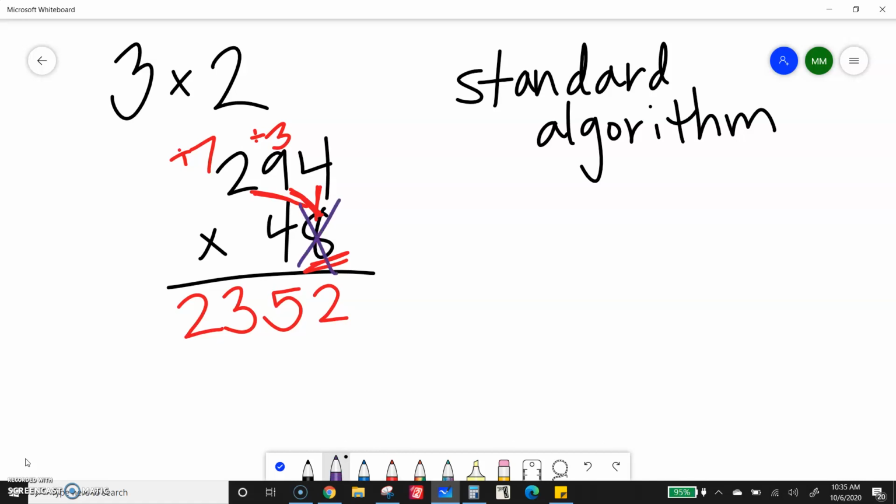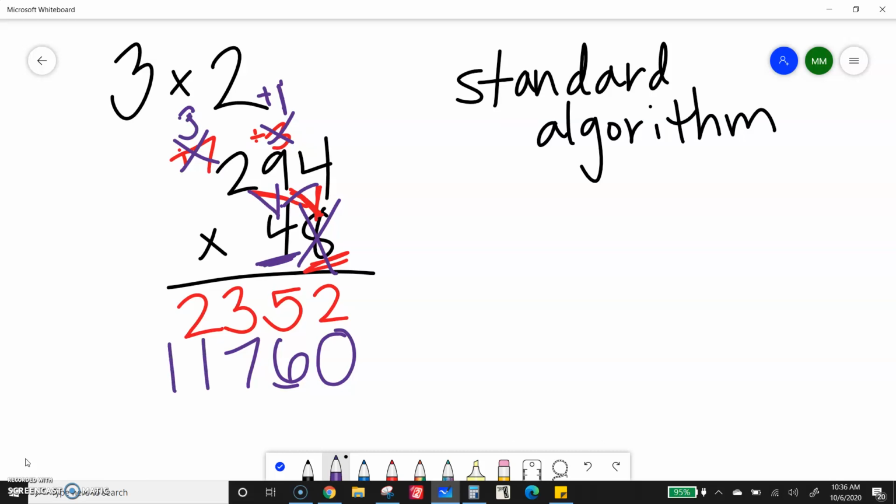I'm done with my 8, so I'll cross that out. I like to also cross those out so I don't get confused about which one I'm using. I need to add that 0 because remember I'm moving over to my tens place, so I need to start in my tens place. Go 4 times 4 is 16. Write the 6, carry the 1. 4 times 9 is 36, plus 1 is 37. So write the 7. This time I need to carry it because I have another place. 4 times 2 is 8, plus 3 is 11.